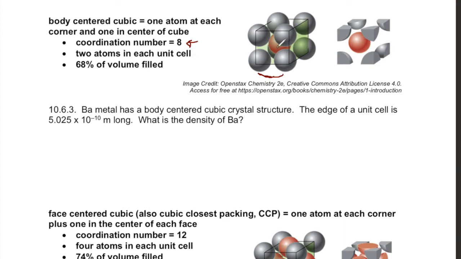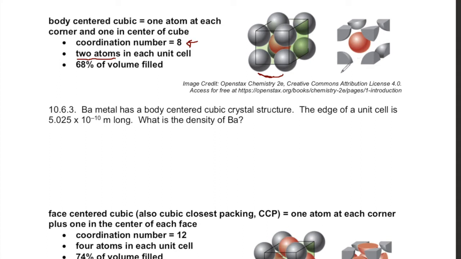And also you can probably tell that this space is being filled a little bit more efficiently. So instead of 52%, this is 68% of the cube's volume being filled. Also, each unit cell contains 2 atoms because it still has those 8 corner pieces, each of which is 1/8, plus there's an additional atom in the middle. So that is where the 2 atom calculation comes from.